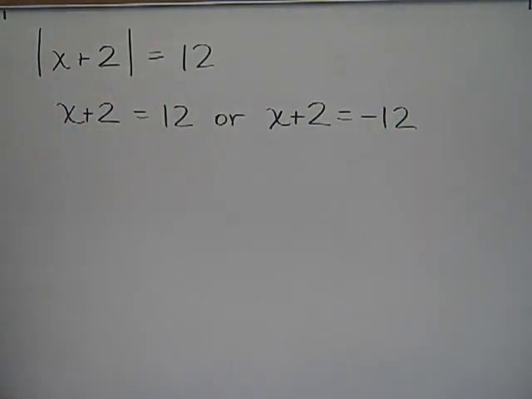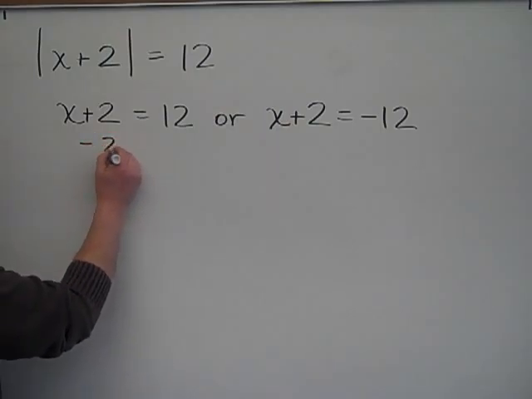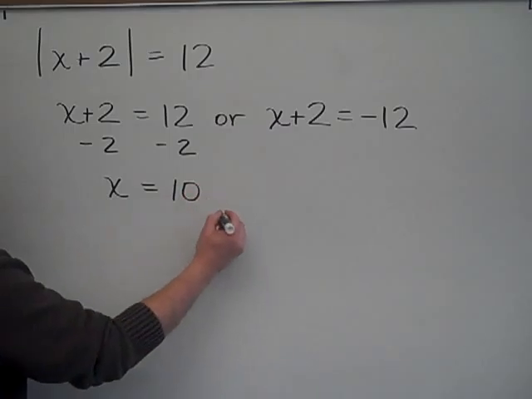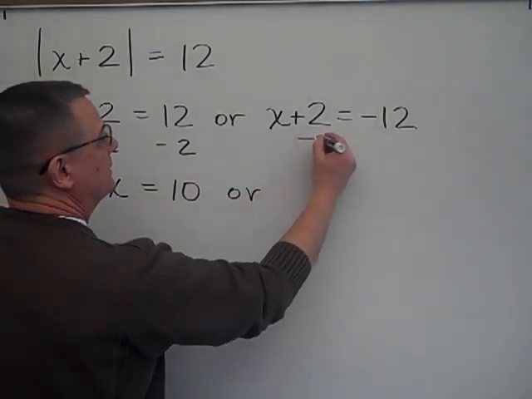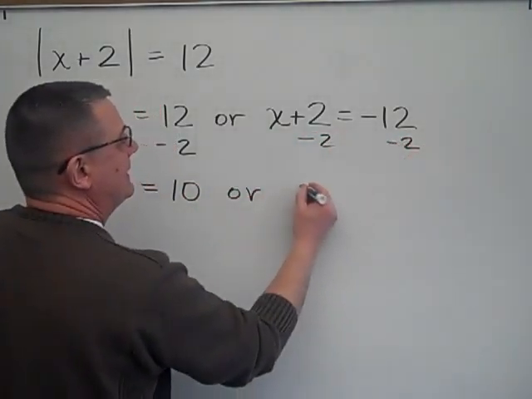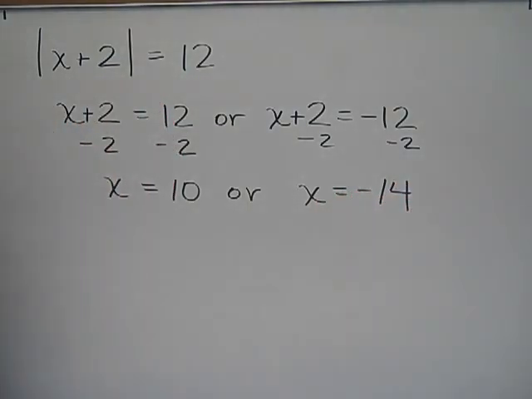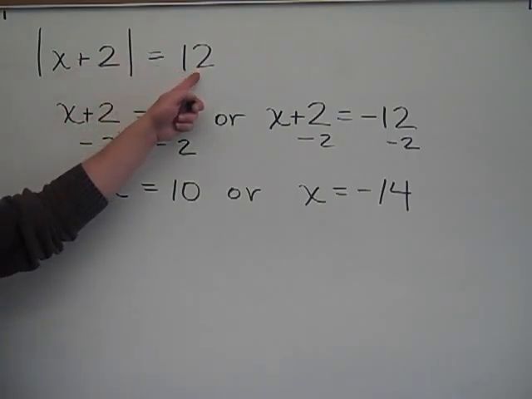Then if I want to solve for x, we subtract 2 from both sides and get x equals 10, or subtract 2 from both sides, x equals negative 14. So there's two values that x could be to make this have an absolute value that equals 12.